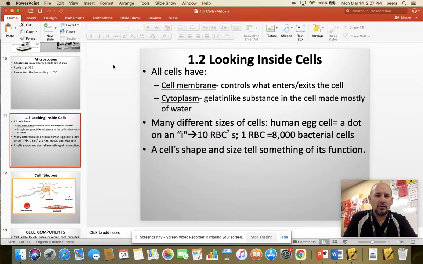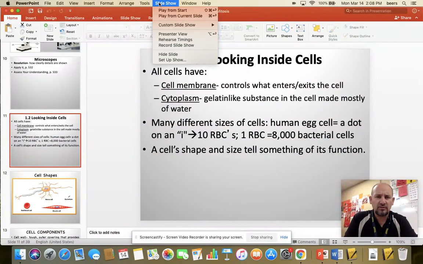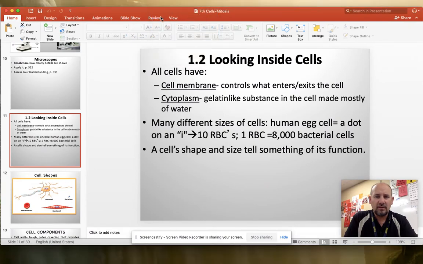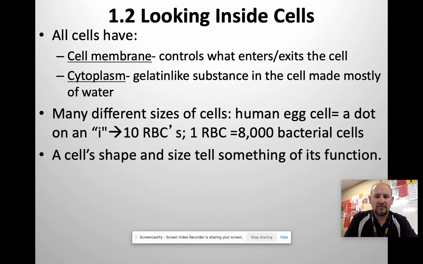Hey, here we are. We're going to be talking a little bit today about lesson 2 of chapter 1. The title of lesson 2 in chapter 1 is called Looking Inside Cells. So basically, what we're doing here today is we're going to be looking at what kinds of things are found inside of cells, kind of like looking inside a person or inside your body. There's all kinds of things in there, and they all have specific functions and reasons for being there. And so that's kind of what we're doing for cells.